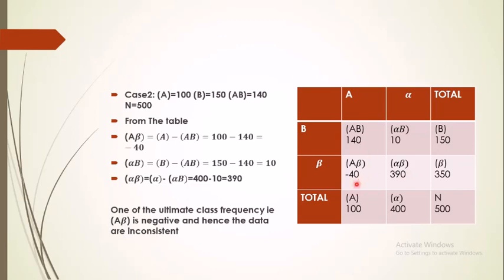Here you can see that the value for A beta is minus 40, which is negative. So one of the ultimate class frequencies, that is A beta, is negative, and hence the data in case 2 is inconsistent. So that is the problem.